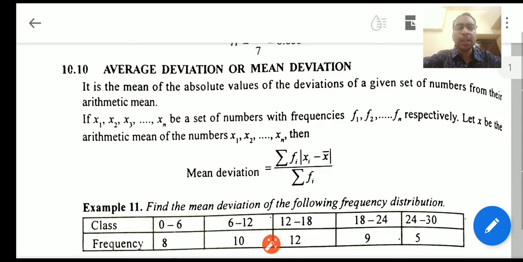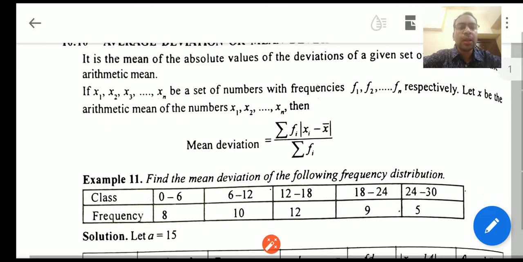So let us consider that the values x1, x2, x3 and so on till xn are the set of numbers with their frequencies f1, f2, f3 and fn respectively. Let's consider that the arithmetic mean of these numbers is given by x bar. Then the mean deviation will be equal to sigma f multiplied by mod of xi minus x bar, whole divided by sigma of fi. This sigma of fi can also be written as capital N, that is the number of all items.